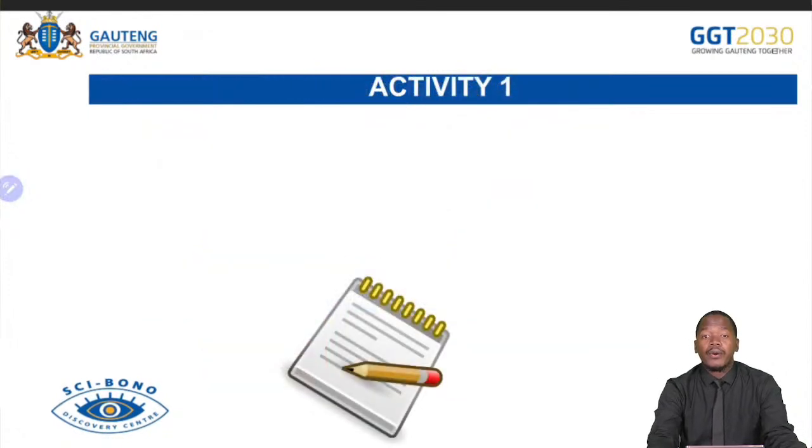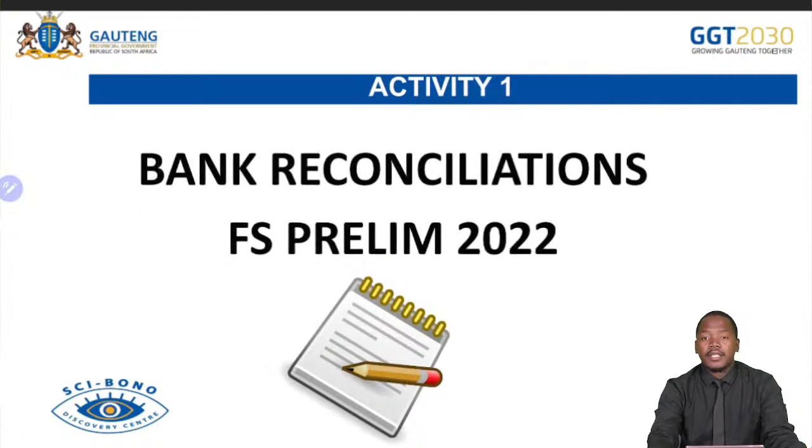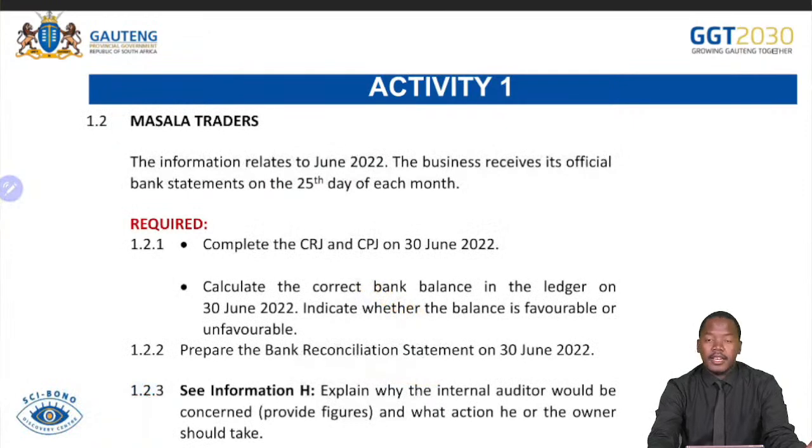Moving forward, we will look at activity 1. Now, this activity will cater for bank reconciliation. It is extracted from the Free State Trial Exam 2022. Now, let us look at the information. Grade 12s, let us read together. 1.2, Masala Traders. The information relates to June 2022. The business receives its official statements on the 25th day of each month.